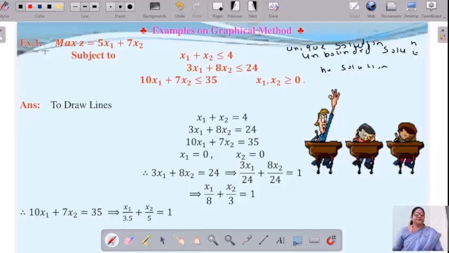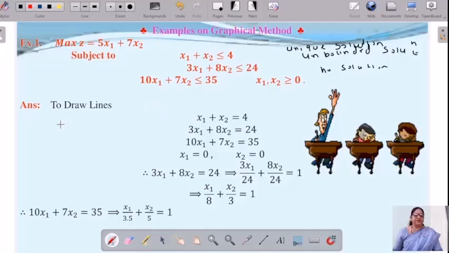The first example is to see the unique solution for the given LPP by using the graphical method. The objective function is maximize z equal to 5x1 plus 7x2, subject to these constraints. Consider these as constraints also.